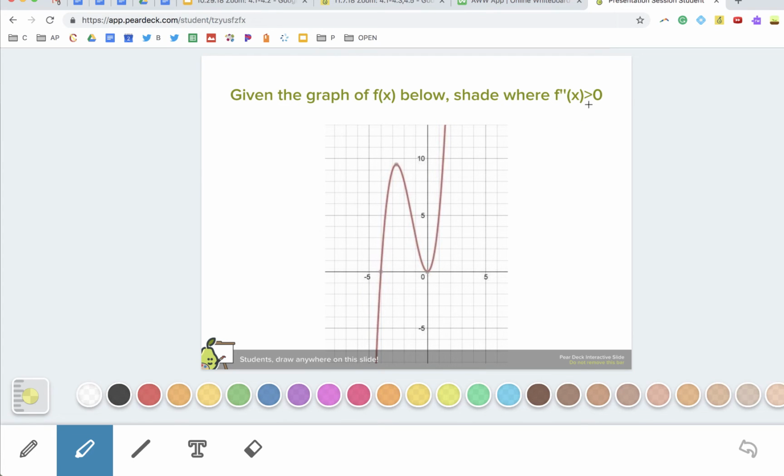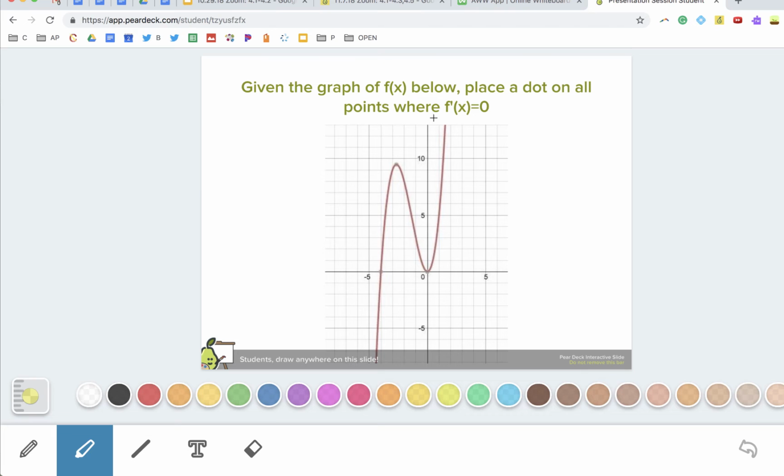Now, where's f double prime greater than 0? F double prime greater than 0 means that f is concave up. So I'm basically looking for where my function is happy. So it looks like the inflection point is around here, right? So it's happy from that point on. So where I've shaded is where f double prime is greater than 0, because that's where f is concave up.